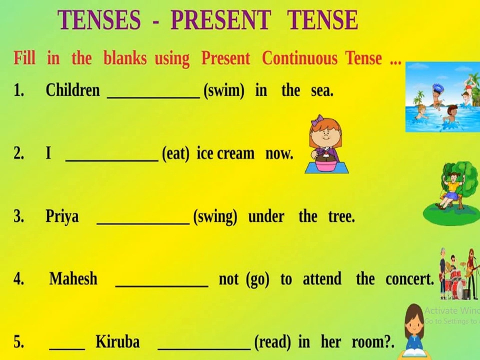The fifth sentence is dash Kiruba dash in her room. So now, since it is an interrogative sentence, we are going to use the auxiliary verb first, and Kiruba is a name of a girl, so it is a singular subject. Along with singular subject is used. So the first blank will be filled by is. Is Kiruba reading in her room? Right? The ing form of the verb will be reading. So the answer is Is Kiruba reading in her room?